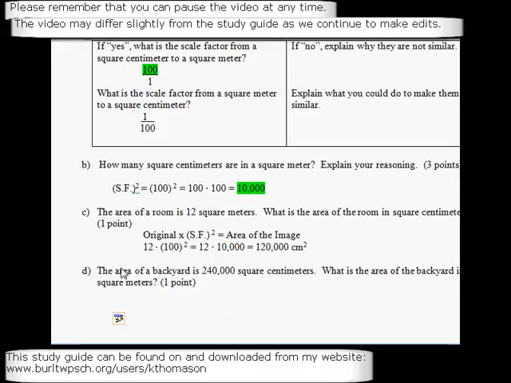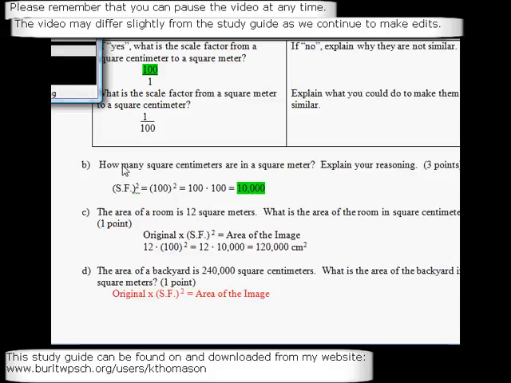Alright, letter D says the area of a backyard is 240,000 square centimeters. What is the area of the backyard in square meters? So now we're going from a lot of small things to less bigger things. So here, how do you get from square centimeters to square meters? We're going to have to reverse it and see what we come up with.